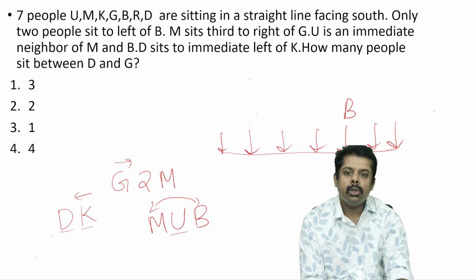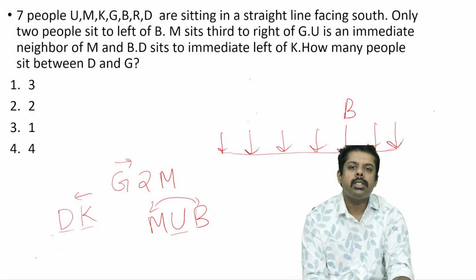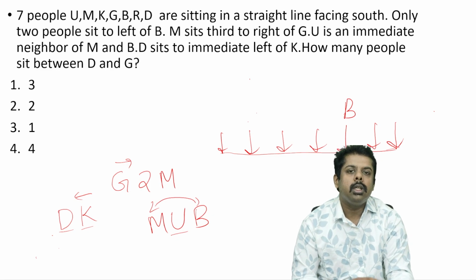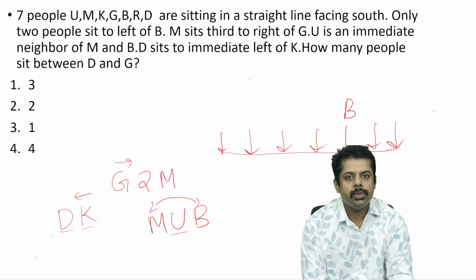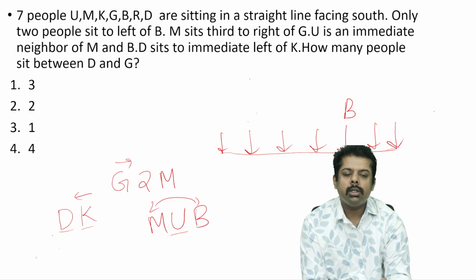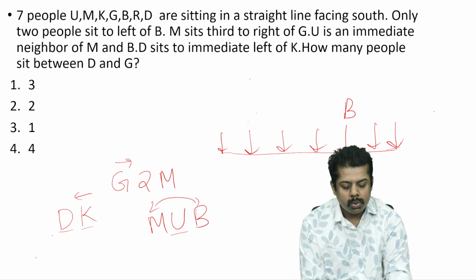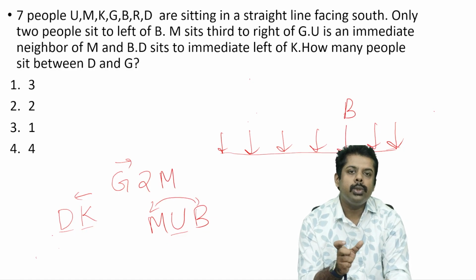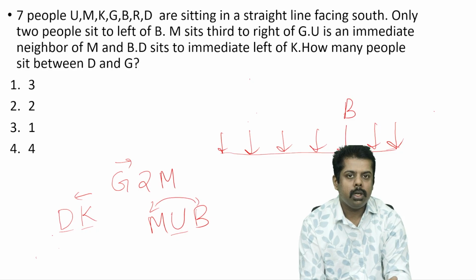Now as we know, B is fixed. So the next point we can take is the point related to the person whom we have already placed. Now if we're just seeing through, B is fixed. So the point related to B was that U is an immediate neighbor of M. Now we have two scenarios where we can fix this U as a neighbor of M and B.